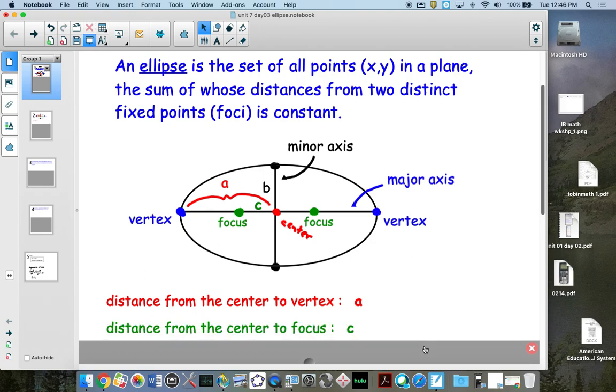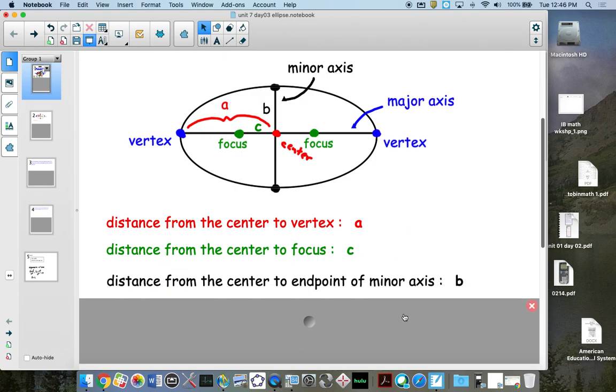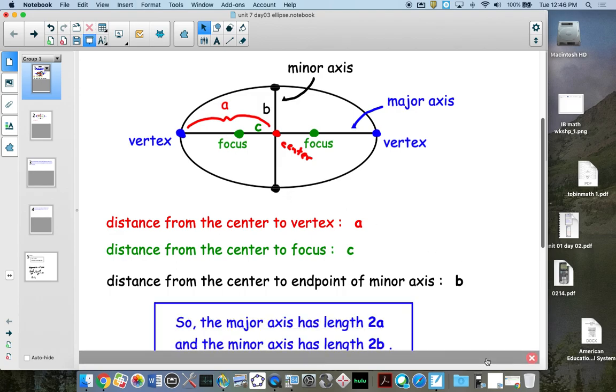The distance from the center to a focus is C. So the length of what sometimes you'll hear as the focal chord, or the segment connecting the foci, has a length of C plus C, or 2C. And finally, the distance from the center to the endpoint of the minor axis is B. So the entire length of the minor axis will be B plus B, or 2B.